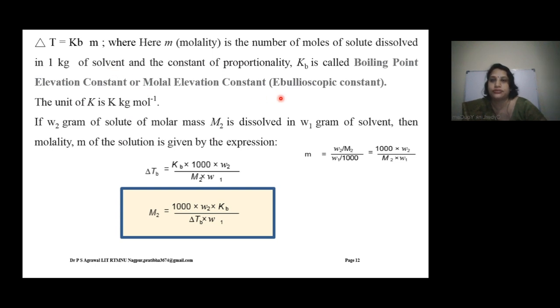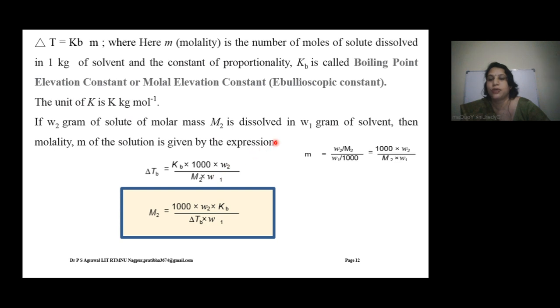Ebullioscopic constant, its unit is this. Again we can convert that m into W1, W2, M2 like this, and from that equation we can find out M2, the molar mass of the solute, if all these parameters are known. So this is about the expression for elevation in the boiling point.